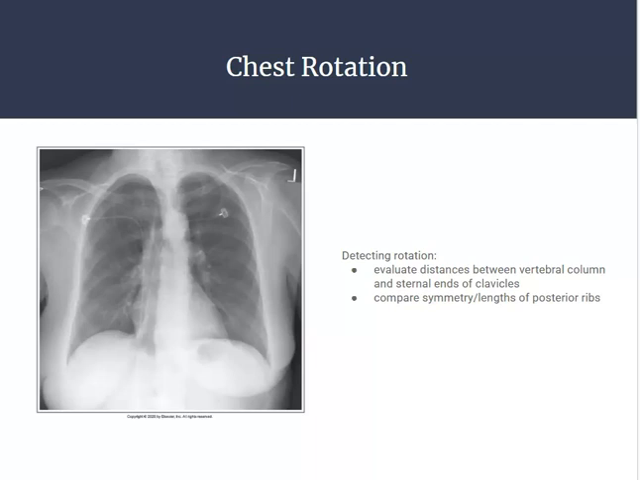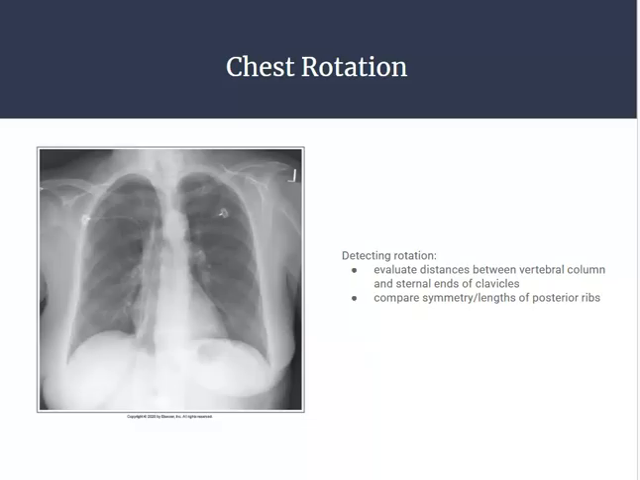So how do we detect rotation? Well, it's easily detected on a PA chest projection by evaluating the distances between the vertebral column and the sternoclavicular ends, and by comparing the lengths of the posterior ribs. On a rotated PA chest, the sternoclavicular end that demonstrates the least vertebral column superimposition, and the side of the chest with the greatest posterior rib length, represents the side of the chest that's positioned farthest away.